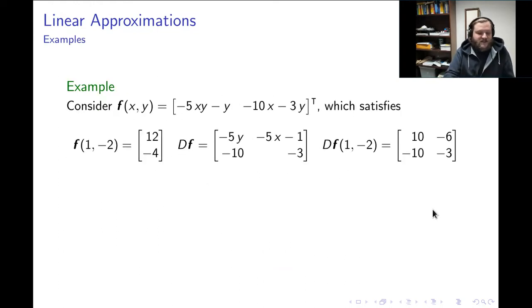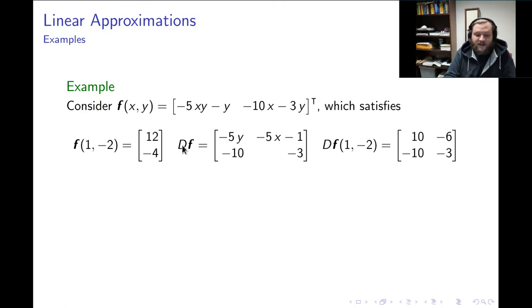So let's look at some examples. Here I have a function of two variables, f of xy equals negative 5xy minus y and negative 10x minus 3y. So this is a function from R2 to R2. Now let's see what happens when I plug in x equals 1, y equals negative 2. I replace x equals 1 and y equals negative 2 in my coordinate functions, and I see that this function spits out the vector 12, negative 4. So that's the initial output of my function if I'm focused on the original input 1, negative 2.